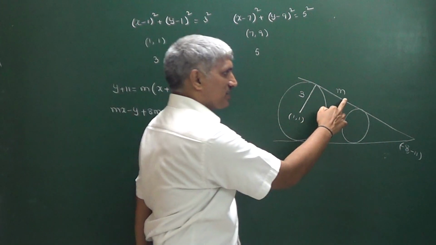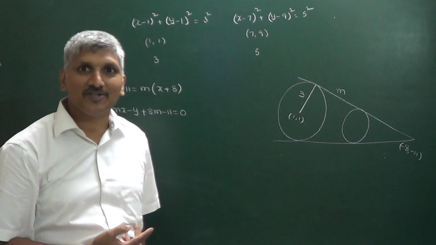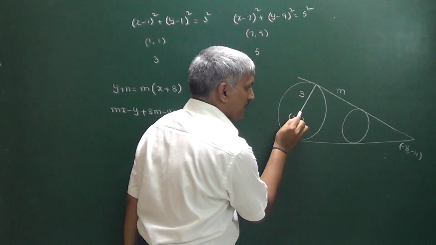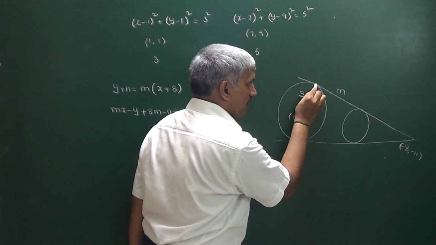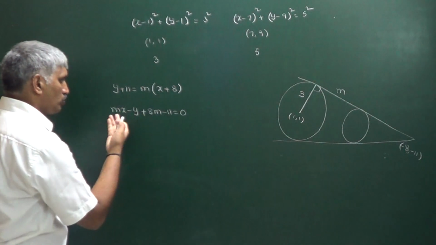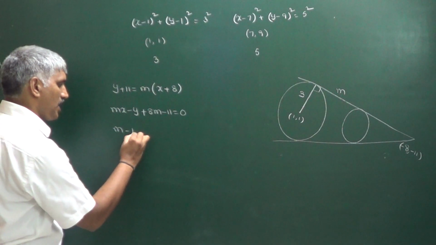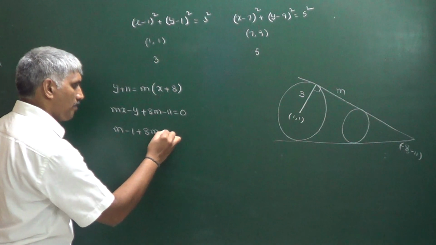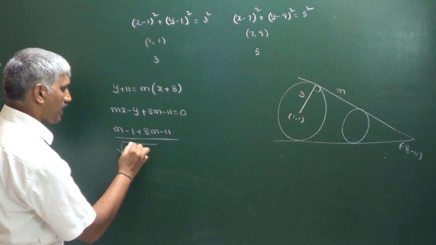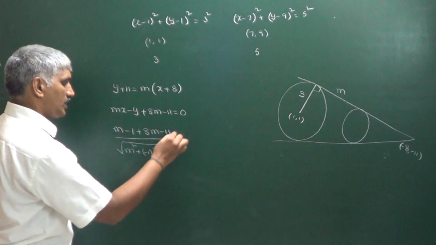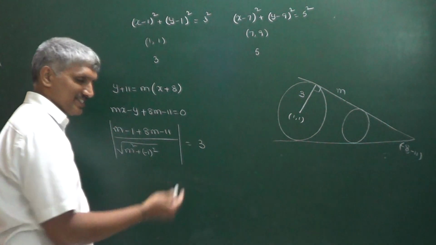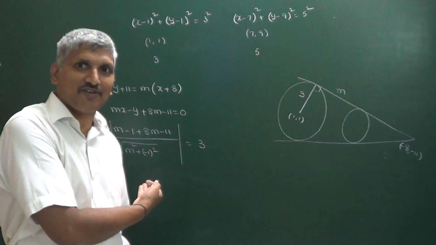So we got this line equation, but what to do? We have to find the sum of the slopes, which means we have to find the relation in m. Now you can observe that from the point (1, 1) onto this line, the perpendicular distance must be equal to 3. So the perpendicular distance is |m − 1 + 8m − 11| divided by the square root of m² + (−1)². That perpendicular distance must be equal to the radius. So from this you will get a quadratic equation in m.